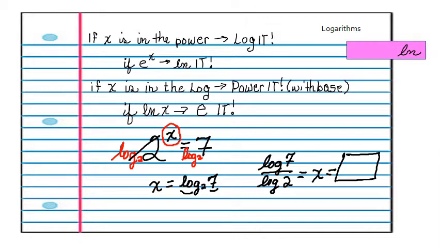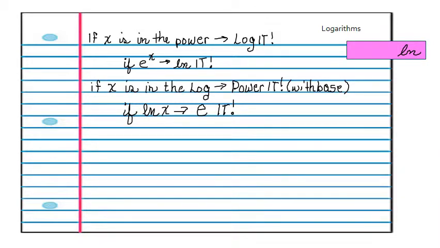Another quick example, and we'll go with an e type of problem. Say we have 2e^x = 10. And again, locate what you're looking for, and it's always the x, and it's in the power. So if it's e to the power x, what we have to do is ln it. But before we can do that, we always have to get the exponential by itself.